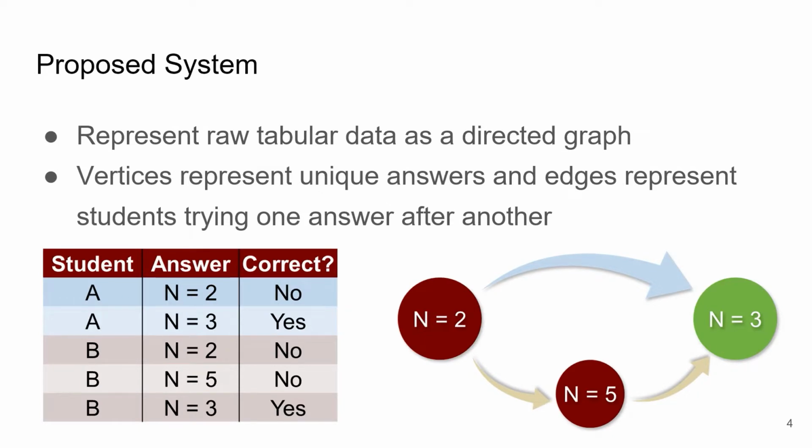Our system combines the learning traces of students across a classroom into a directed graph. We can transform the history of the answers that the students tried, like on the table on the left, into a graph like on the right. Each vertex on the graph represents an answer that a student tried, and an edge going from one vertex to another means that at least one student tried the one answer after the other.